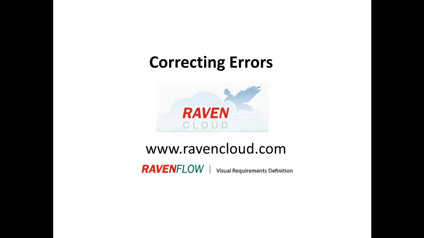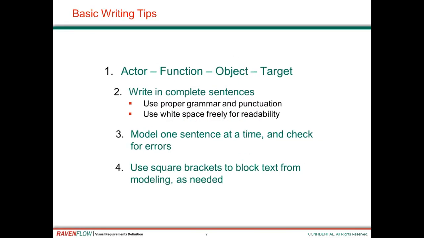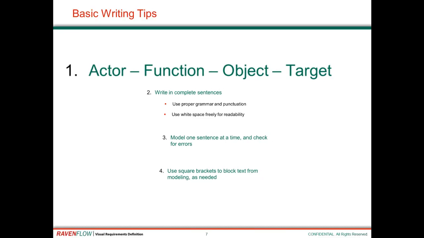In this tutorial, I'm going to show you how Ravencloud helps you spot and correct problems in your process diagrams. When someone who is using Ravencloud gets a bad diagram, it is almost always because they have not followed the basic principle of writing in active voice. Remember that every sentence you write must be in the form actor, function, object, target. Refer to the tutorial called Basic Writing Tips for more on that.